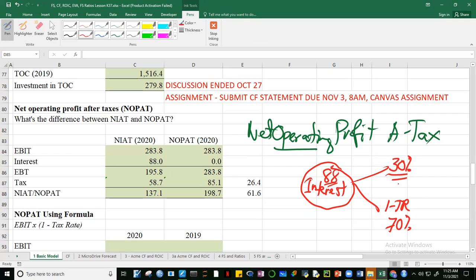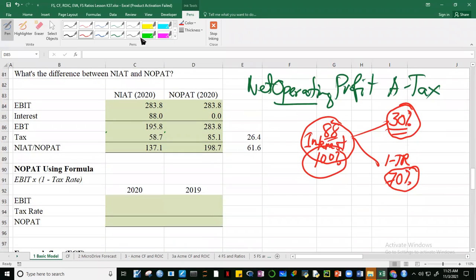Assuming this is 100%, the difference between your NOPAT and your NIAT is that your NOPAT will be greater than your net income after tax, not by 100%, but only by 70%. Because your NOPAT will be higher in terms of tax by 30% compared to your net income after tax. So let's see if that makes sense, guys.